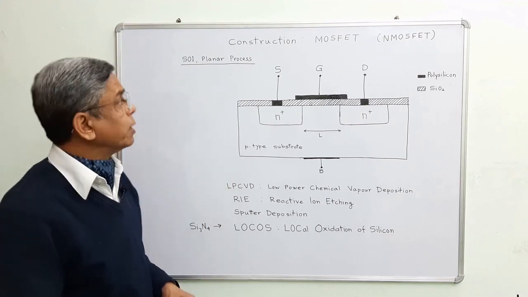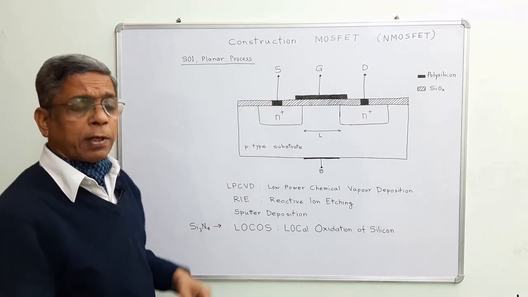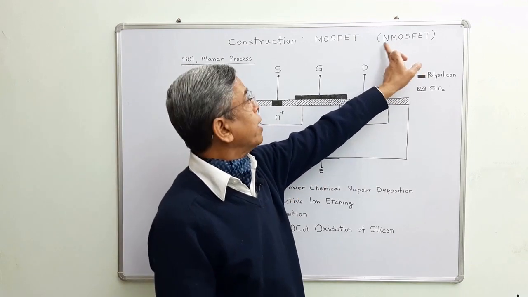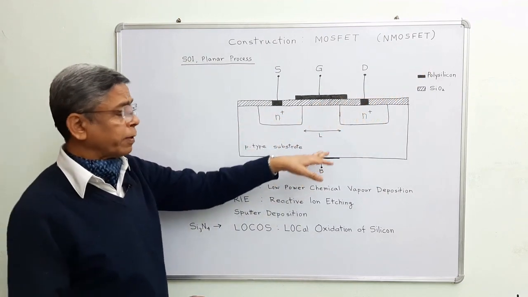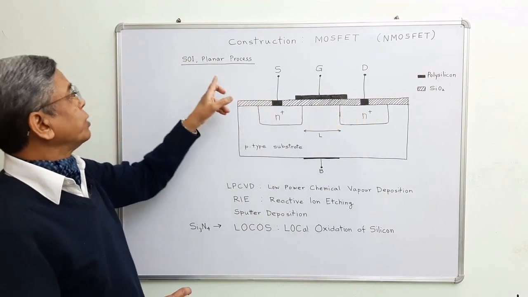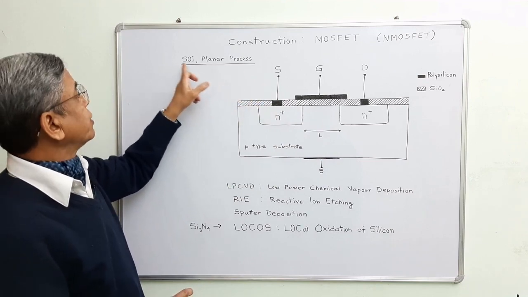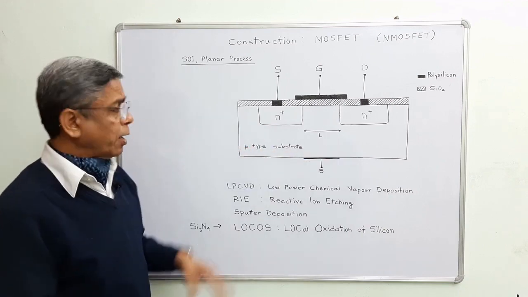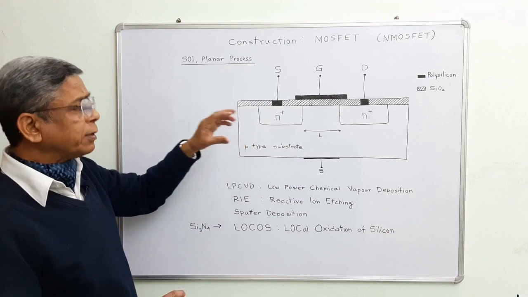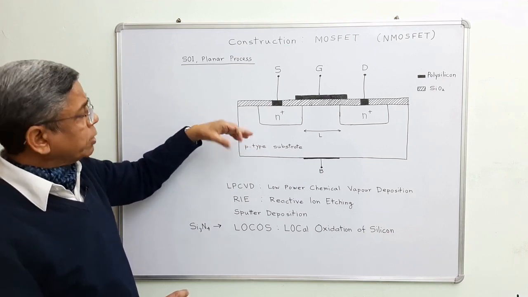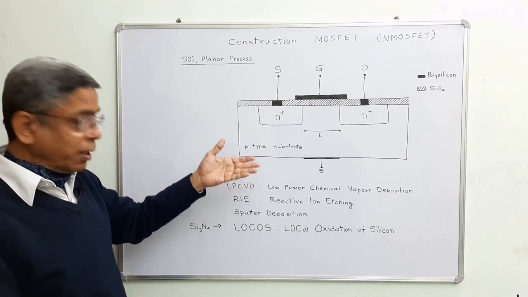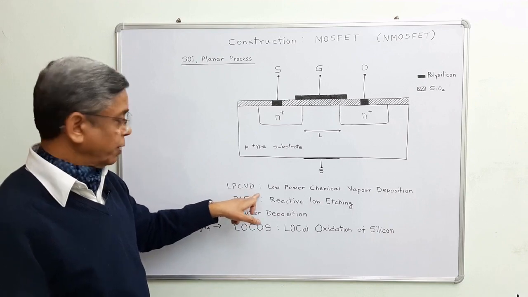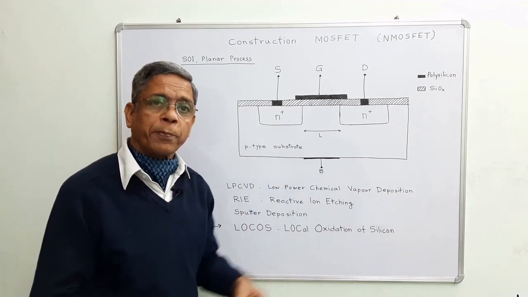In this article, I will explain the basic construction of MOSFET. For this example, I am considering the N-channel enhancement type MOSFET, N-MOSFET. For the whole process of fabrication of NMOS, we are using a planar process. Basically, this is silicon on insulator technology. We start from a P-type substrate. On this substrate, we deposit a very thin layer of silicon dioxide. On that layer, we again deposit a layer of polysilicon by using the LPCVD process, low pressure chemical vapor deposition.